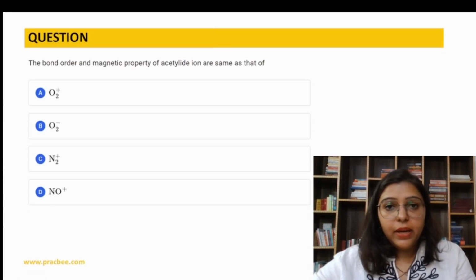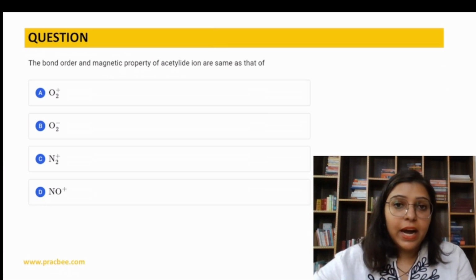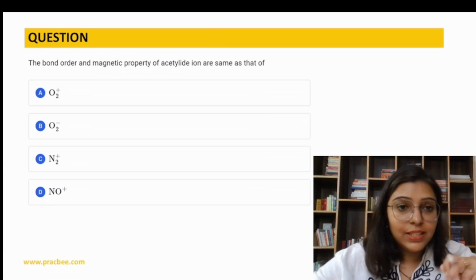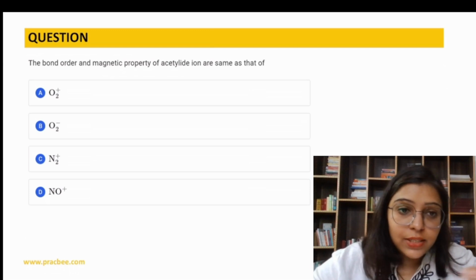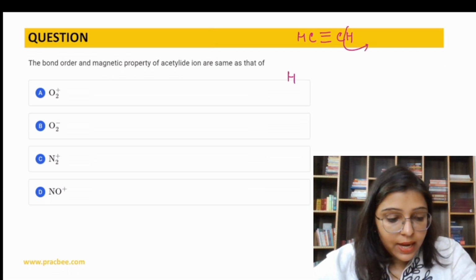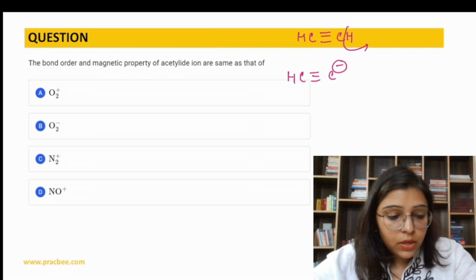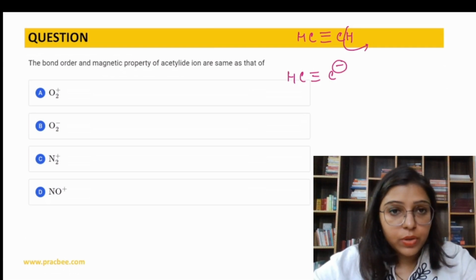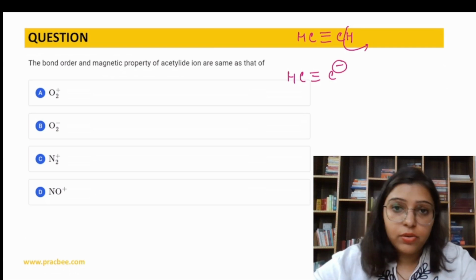The bond order and magnetic property of acetylide ion are the same as that of which species? It is from acetylene. What is acetylene? Acetylene is HC triple bond CH. So for the ion, you have to remove hydrogen, so we get HC triple bond C minus. How to solve this question now? Just calculate the total number of electrons in that.